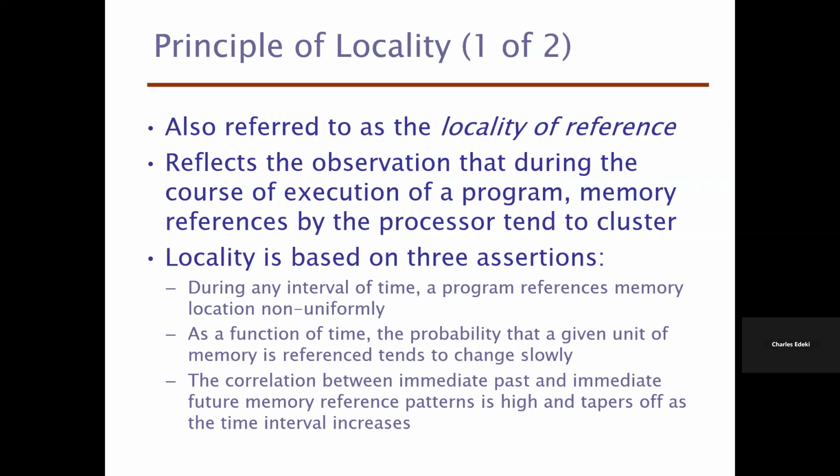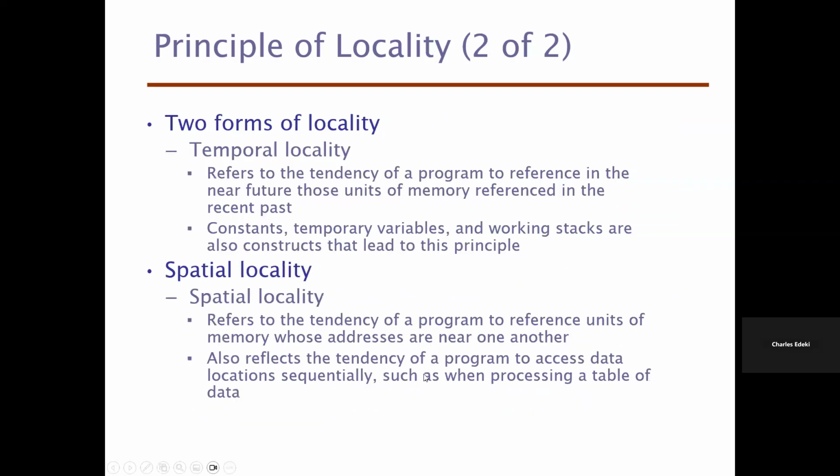Okay, if no question, let's move on. So that's what we said earlier: two forms of locality, temporal locality and spatial locality. Temporal is about time of access. Spatial is about location or space.